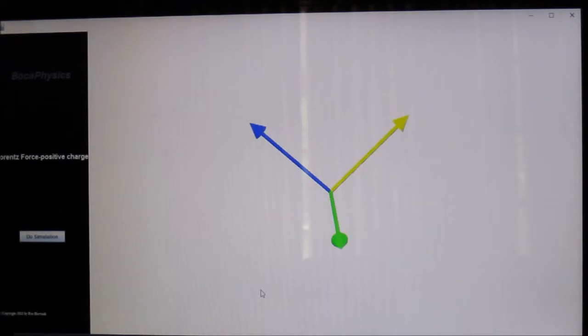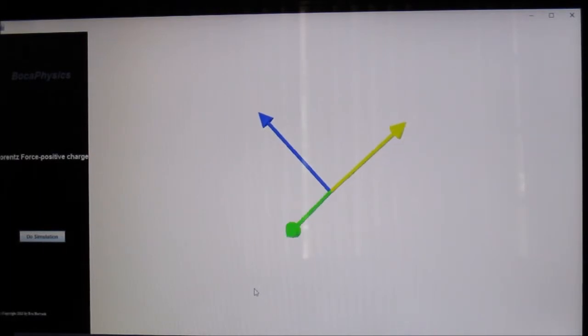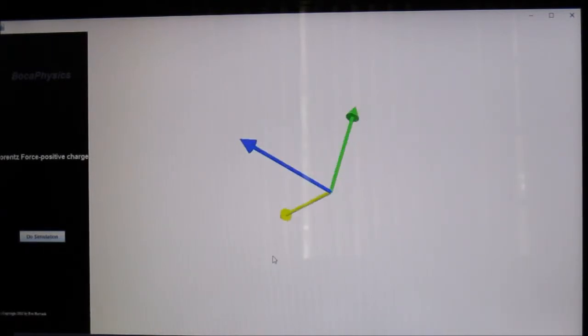The force that a charged particle experiences in the presence of a magnetic field is given by the Lorentz force law. Force is equal to charge times the cross product of the velocity vector and the magnetic field. And here we see the three vectors represented graphically. The green vector represents the magnetic field, the blue vector represents the velocity vector, and the yellow vector represents the force vector. We've assumed here that the particle in question is positive.